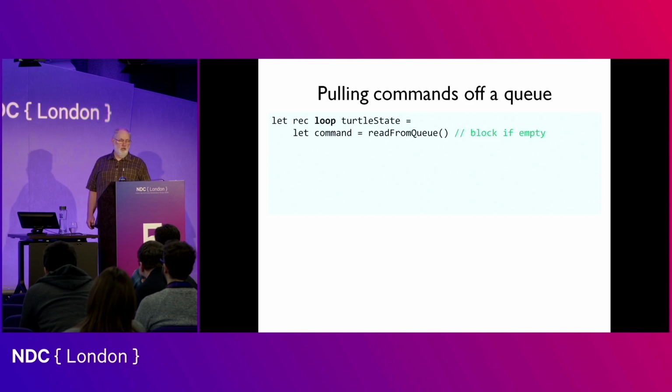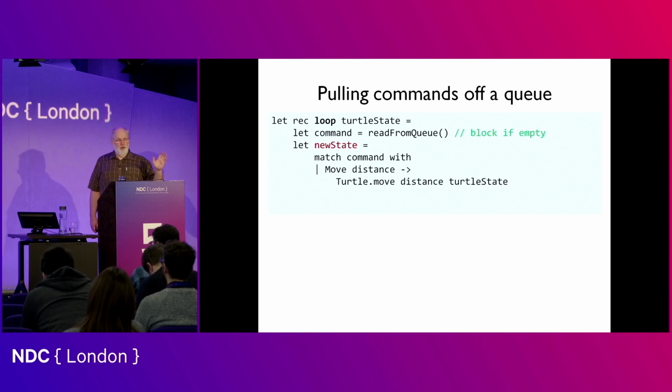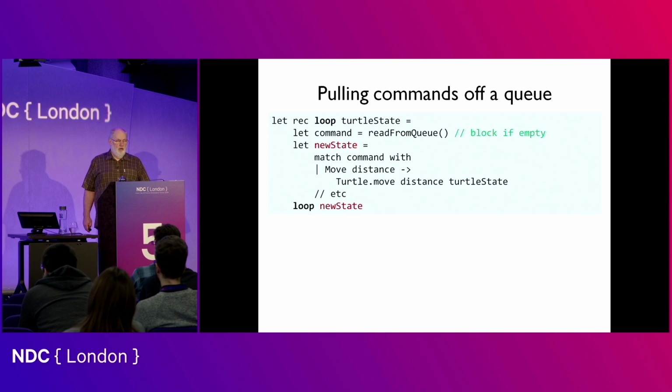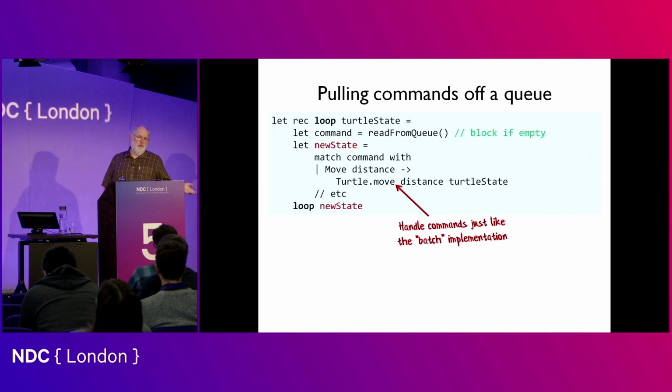So here's the actor. It reads from a queue, and if the queue's empty, it blocks, right? Because it's just a big loop. And then it does literally the same thing. If it's a move data structure, we call the move, and so on and so forth. And then it just goes back to the beginning with the new state and waits for the next command to come in. So again, very similar logic, which is why I put them right next to each other.